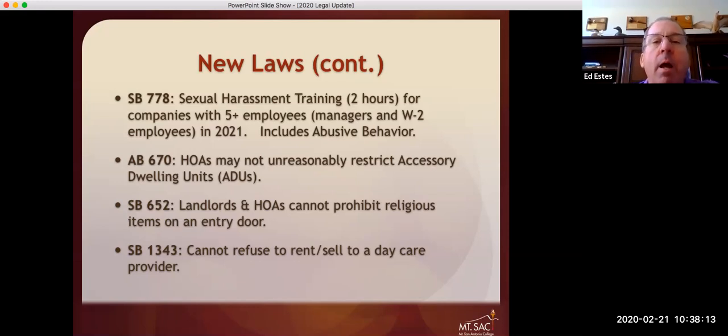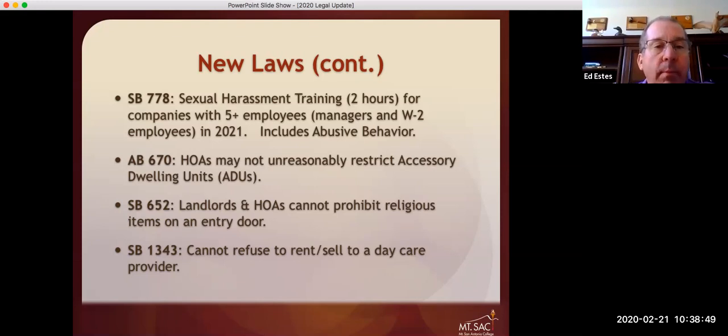AB 670, homeowner associations can no longer unreasonably restrict accessory dwelling units. So again, this doesn't necessarily pertain to condominiums, I wouldn't think, but for those single family detached homes in an HOA, if they want to convert their garage into a dwelling unit, they may be very well able to do that. Of course, this creates a land use issue because where are they going to park their cars? Presumably on the street. That's going to be another problem that cities and the states are going to have to deal with.